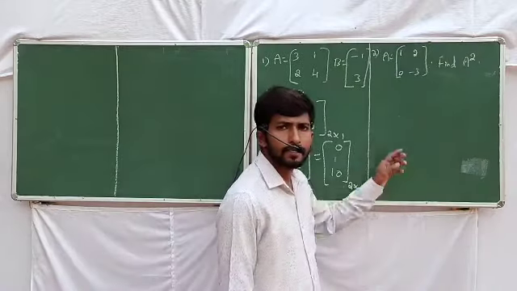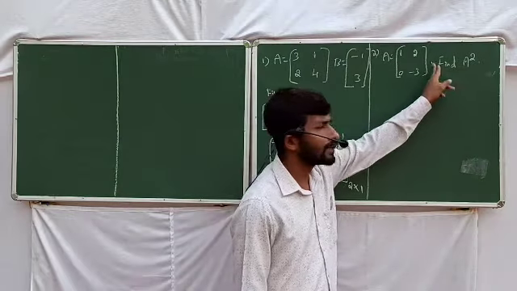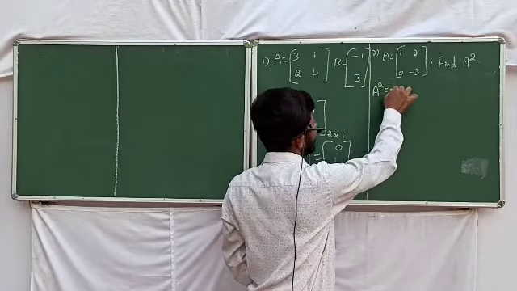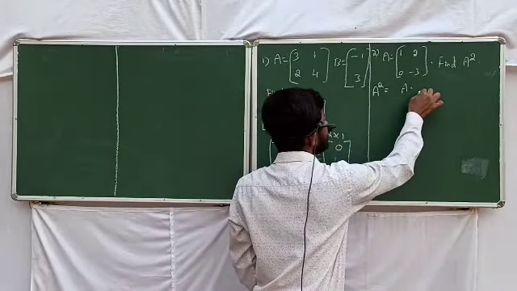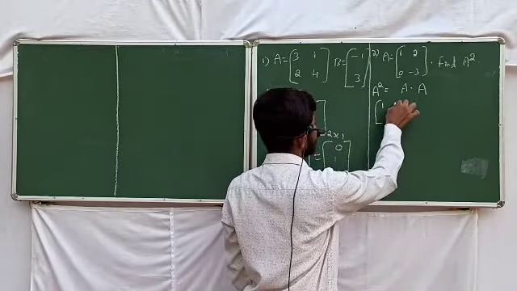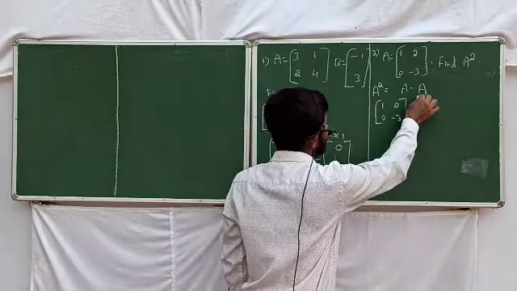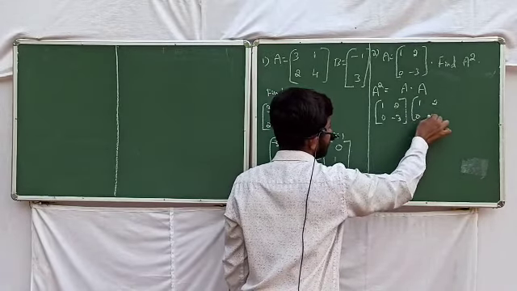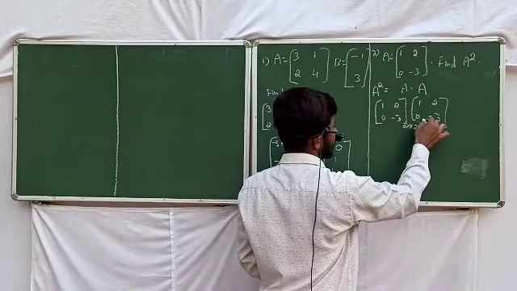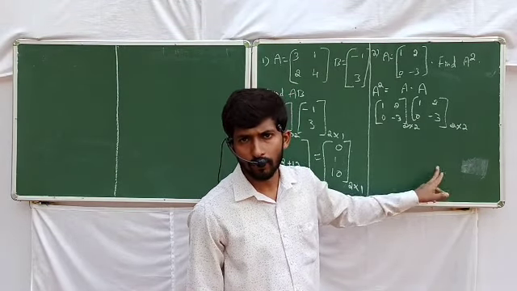The second question is A is equal to [1 2; 0 -3]. Find A square. We know that A square can be written as matrix A into matrix A. Now substitute the values. Again you are multiplying this matrix to matrix A only. What's the order? 2 by 2, here also 2 by 2. Therefore the order of the resultant matrix also is 2 by 2.